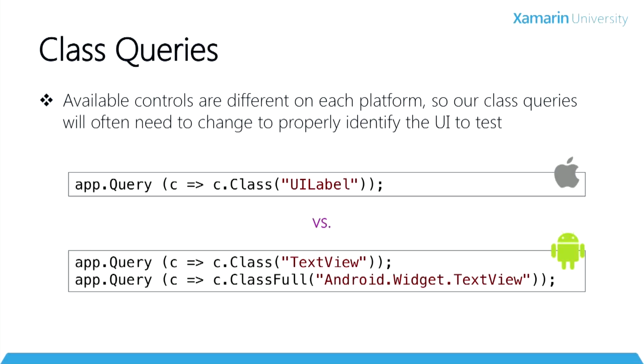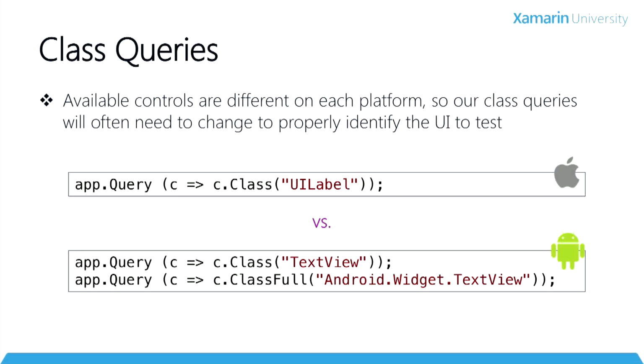The iOS query that you see on the slide will look for a control of type UILabel, or any subclass of UILabel. On Android, if we specify the class name only, such as TextView, as you can see here, without the namespace, we'll get all the classes that end with that class name, but not the subclasses. So for example, it would return Android.widget.TextView or mynamespace.TextView.